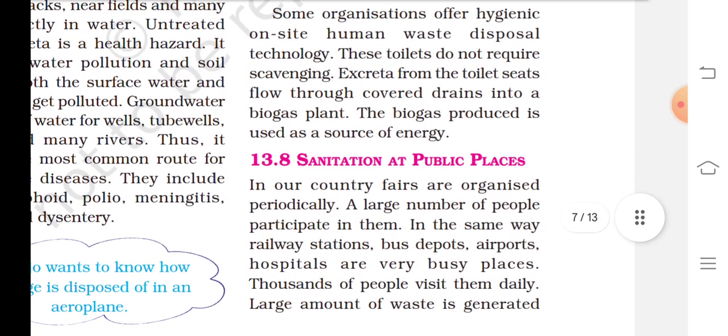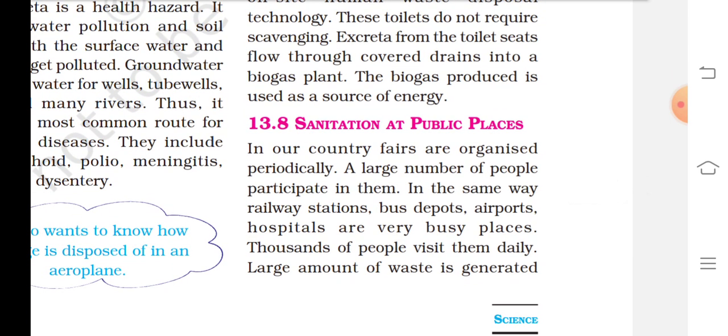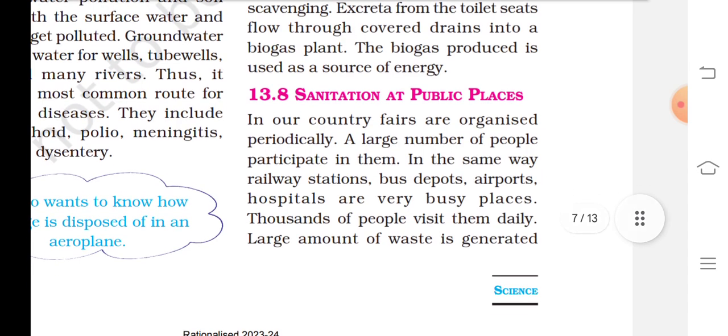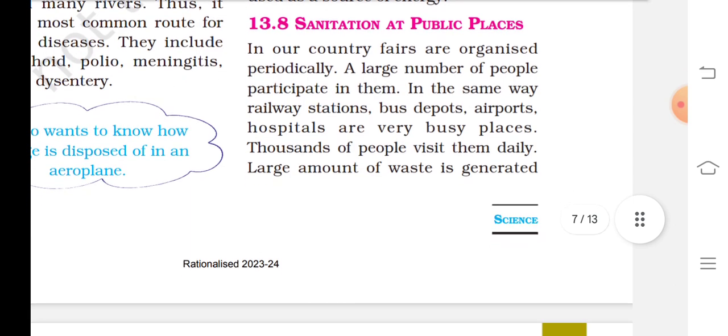Some organizations offer hygienic on-site human waste disposal technology. These toilets do not require servicing. Excreta from the toilet seat flows through covered drains into a biogas plant. The biogas produced is used as a source of energy.